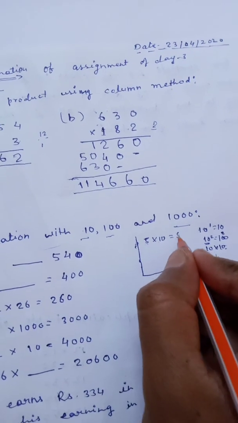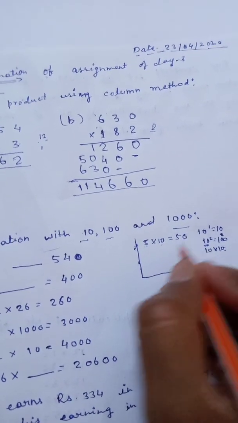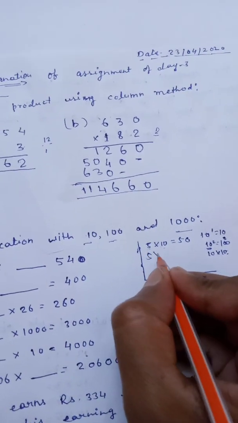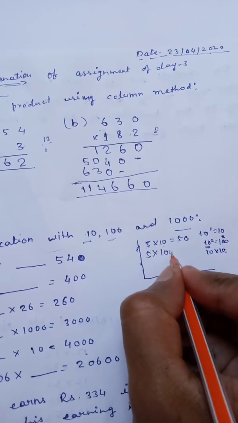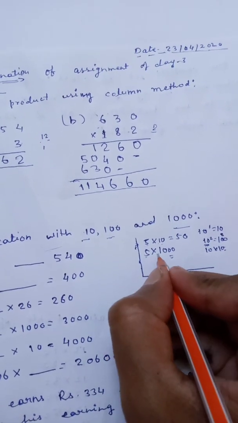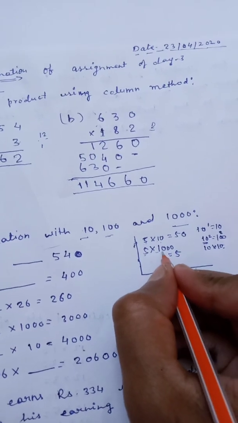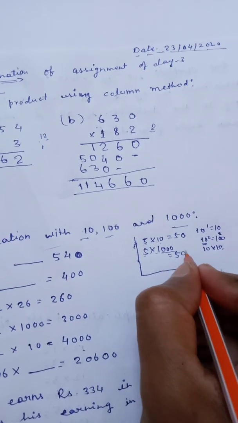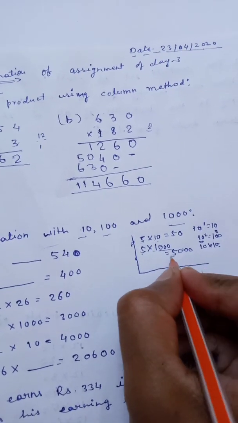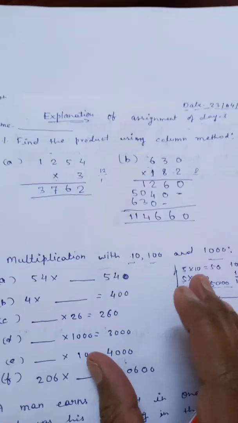we will just write 5 because 5 ones are 5, and here is 1 zero, so we write 1 zero. If we multiply 5 with 1000, then what will we write? 5 ones are 5, and how many zeros are in 1000? 3, so we will write 3 zeros. So it becomes quite easy to multiply a number with a power of 10.